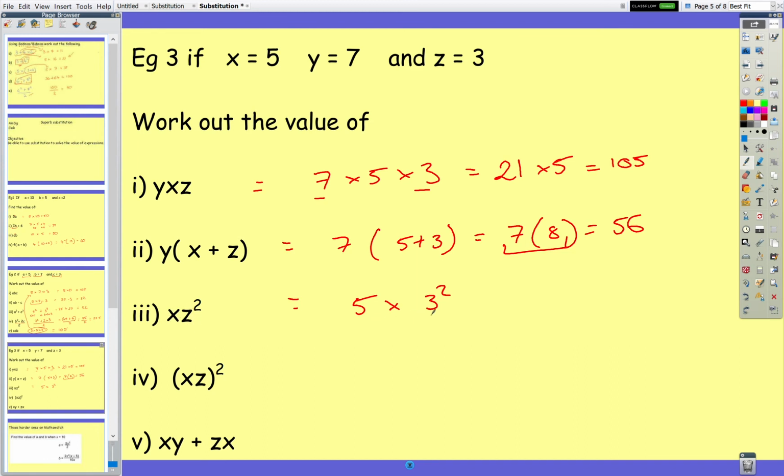So we work out the power first, which is 5 times 9, and that gives me 45. Now this is exactly what I was just talking about. Here you've got to work out your bracket first, so that gives me x, which is 5, and then we've got my z, which is 3, and remember it's timesing because the two letters are next to each other. Then we've got to square all this, so that gives me 15 squared.